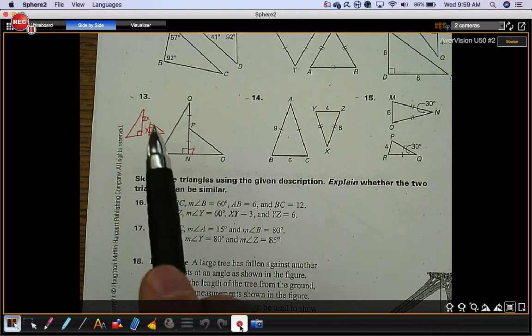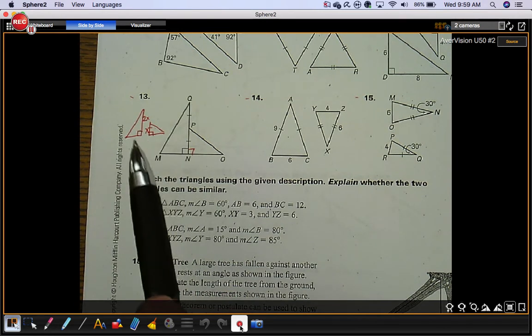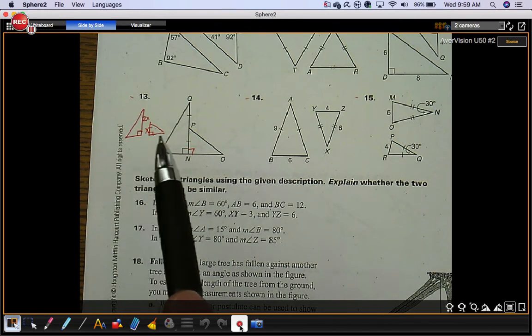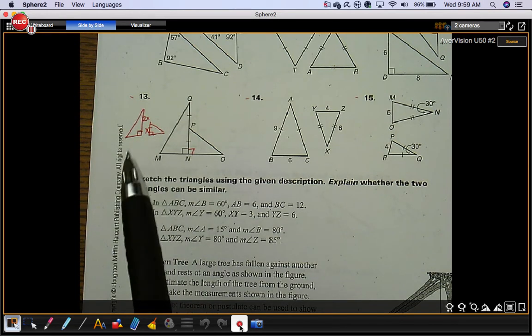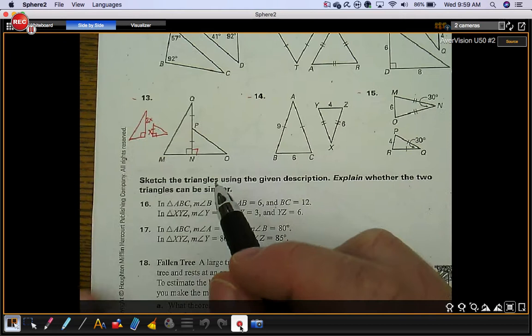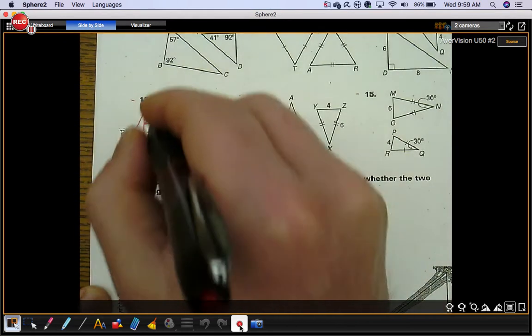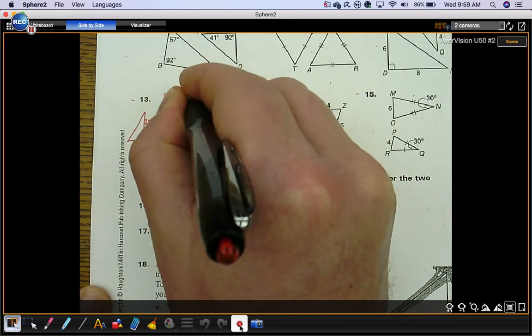You don't know two side lengths. So it looks like the side lengths over here, at least this one, is twice as large. That doesn't mean these ones are twice as large, but it doesn't mean that they're not either. So this is not enough info.